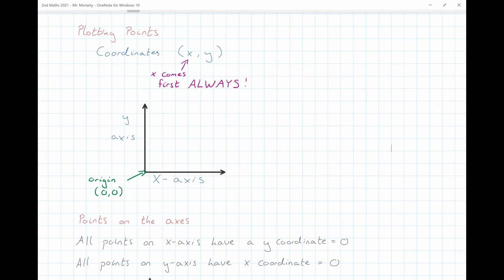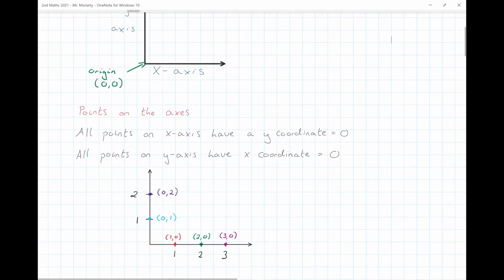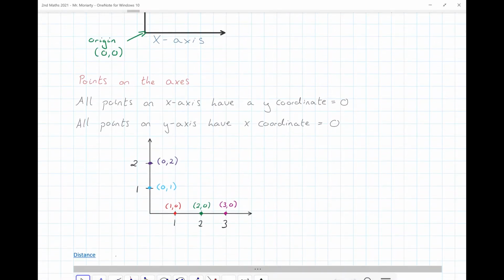The x-axis is the horizontal axis that goes from left to right, and the y-axis is the axis that goes up and down vertically. The point 0, 0 is known as the origin. It's where the two axes meet. And points on the axis can be kind of tricky sometimes, so they're worth having another look at. All points on the x-axis have a y-coordinate equal to 0.